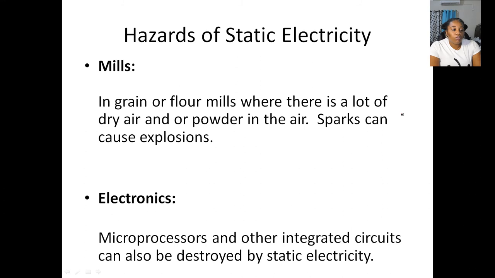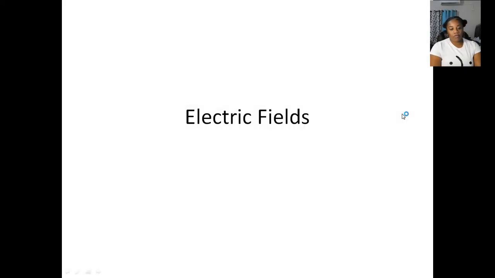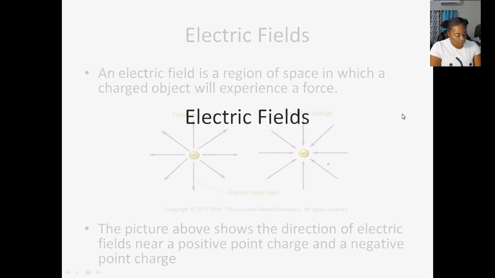Mills. In grain or flour mills, where there's a lot of dry air and or powder in the air, sparks can cause explosions. In electronics now, microprocessors and other integrated circuits can also be destroyed by static electric fields.